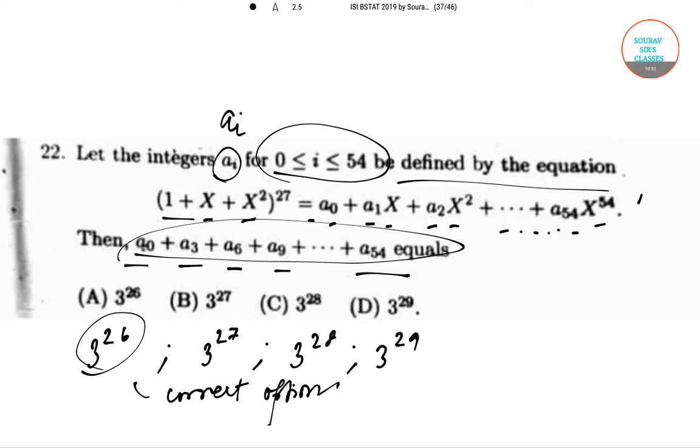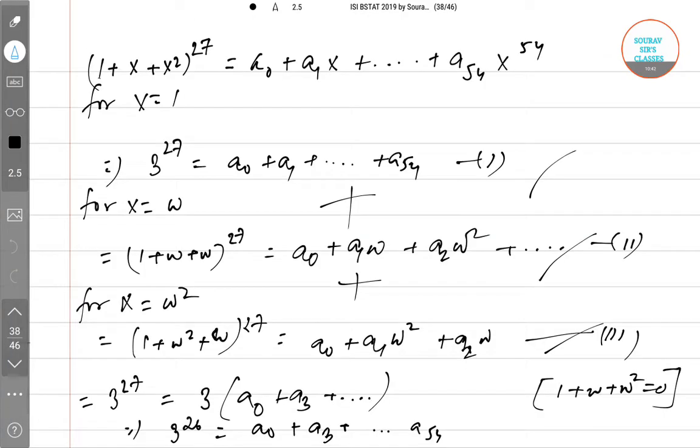That is, option number A is the correct option for this question of ISI BSTAT 2019 paper, question number 22. Now we'll be moving towards our next question. So the next question which we'll be solving is question number 23 from the same paper, ISI BSTAT 2019. So let's read this question and try solving this.